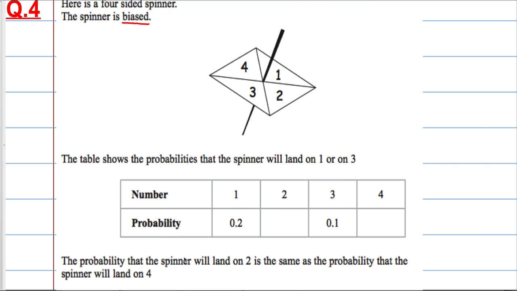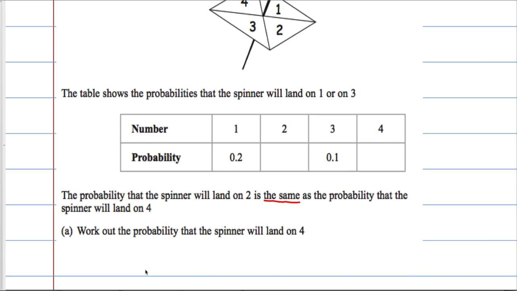And it says the probability that the spinner will land on 2 is the same, and this is going to be important, as the probability that the spinner will land on 4. Work out the probability the spinner will land on 4. So we've got to think about this for a moment.